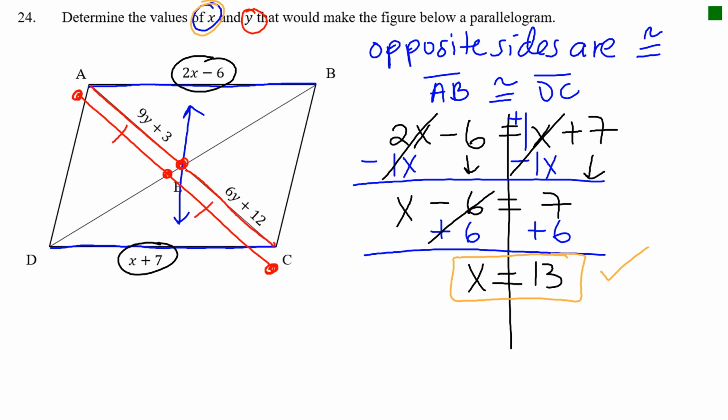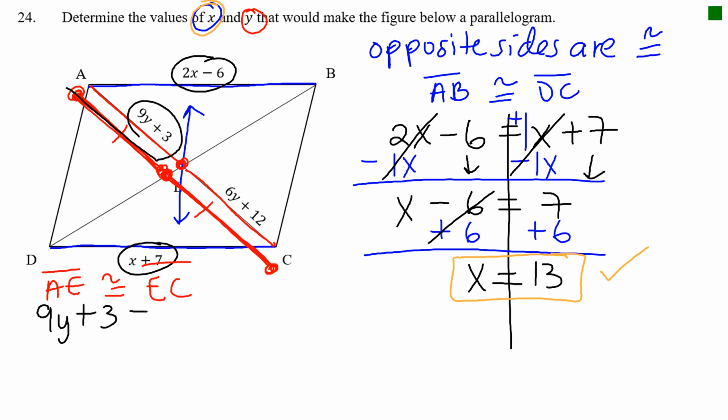Okay, so we have AE, which is this one right here, is going to be congruent to EC, which is that one down there. Okay, that's going to be the equation that we are able to set up. Now, wherever I see AE, I'm going to replace with 9y plus 3 equals, wherever I see EC, I'm going to replace it with the quantity 6y plus 12. Okay, I'm running out of space, so you're going to see, once I get to the bottom of this slide, I'm going to move over to the right a little bit.